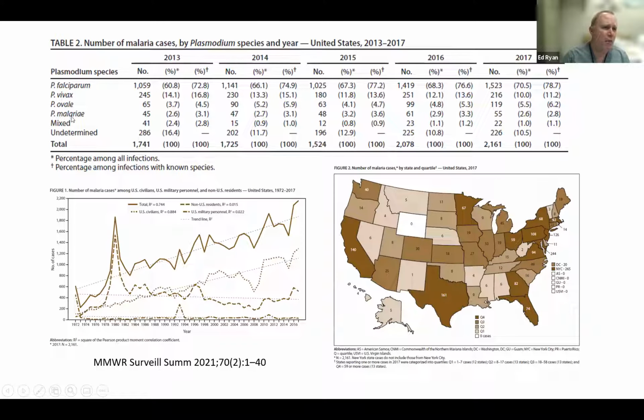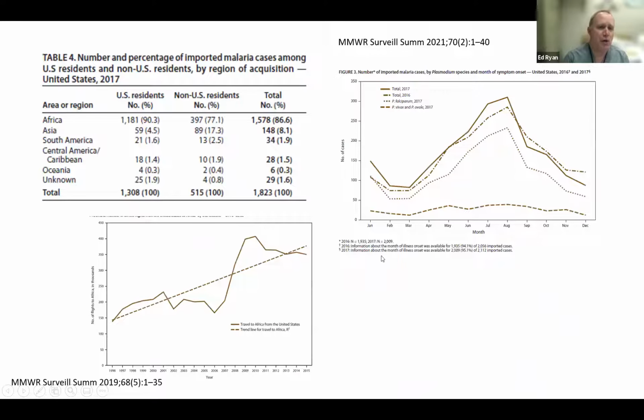Now, this goes over the 4 major human-restricted Plasmodium species of malaria. What you notice is that in the most recent year we have good data on, the vast majority are falciparum and vivax. Between those two, we're up to about 90% of malaria diagnosed in the US. This shows us the number of direct flights from the United States to Africa, and you notice that this largely reflects the increase that we see. 85 to 90% of malaria diagnosed in the United States is diagnosed in individuals who have traveled recently to Africa.